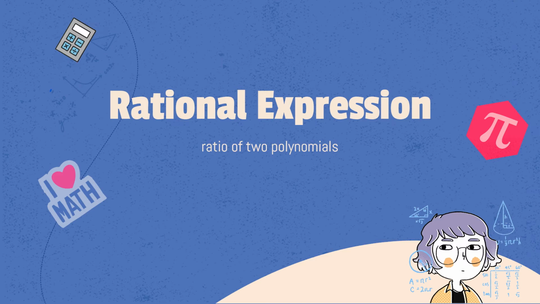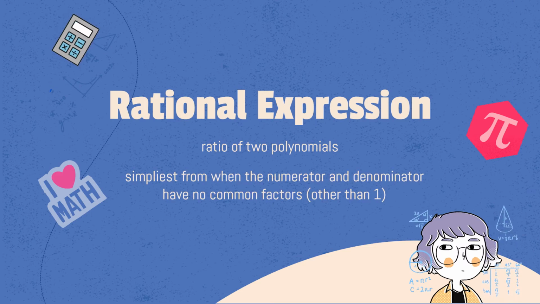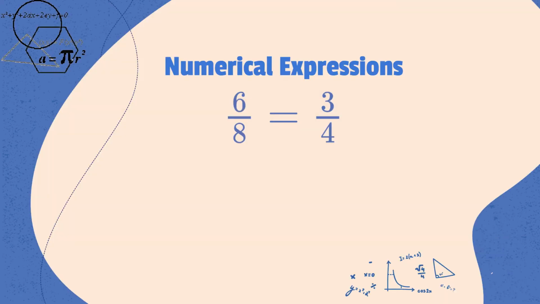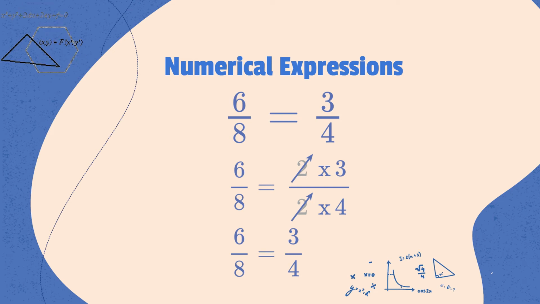A rational expression is a ratio of two polynomials, and it is in simplest form when the numerator and denominator have no common factor other than 1, just like numerical expressions. Now we have here 6 over 8 is equal to 3 over 4. We'll have to factor 6 and 8, which is 2 times 3 and 2 times 4. Now you notice that 2 is their common factor. We'll have to cancel that out to arrive with an answer that is 3 over 4.